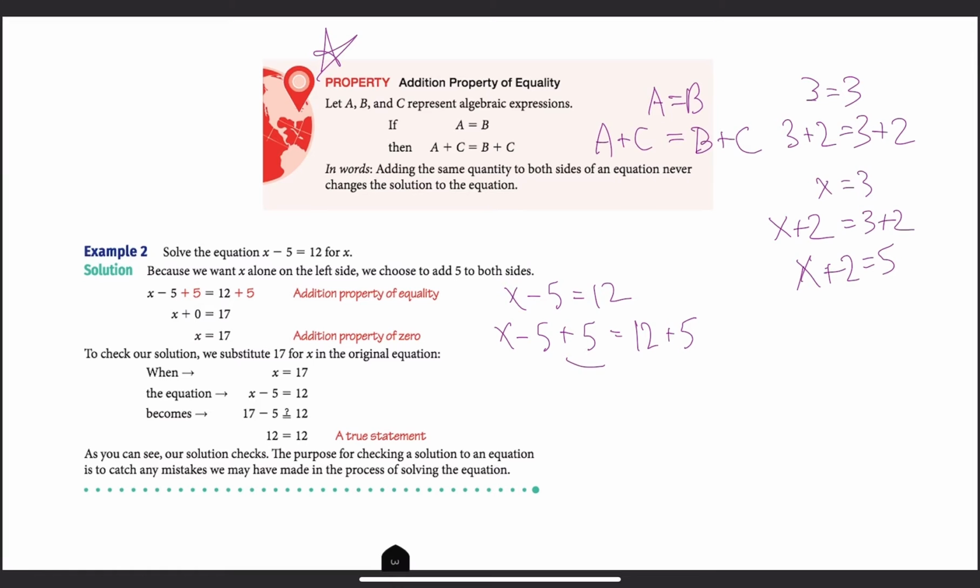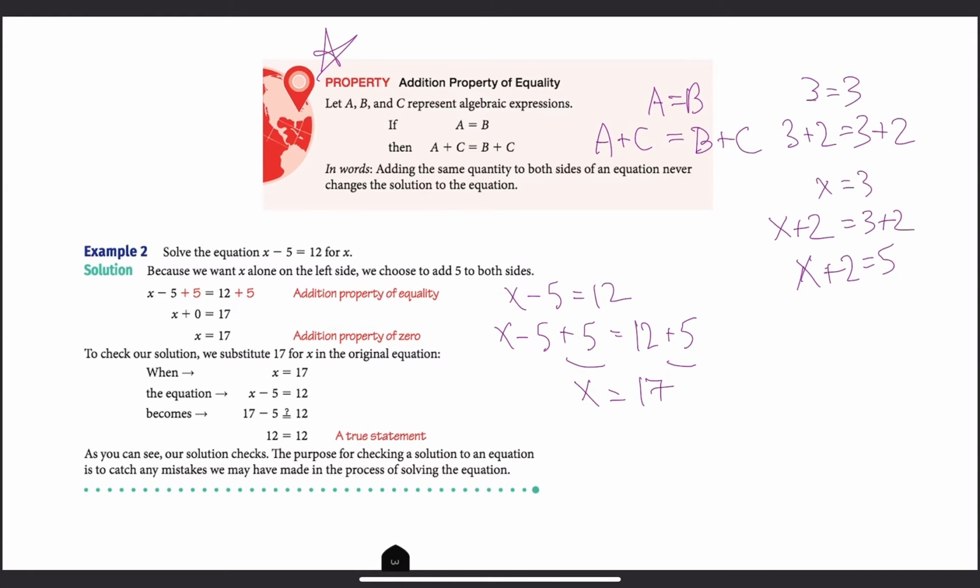So I added 5 here, and I added 5 there. Otherwise, the original equation stayed the same. Now my goal is to simplify. Minus 5 plus 5, that's 0. So I actually don't need to write anything at all because minus 5 plus 5 makes 0. 12 plus 5 makes 17.